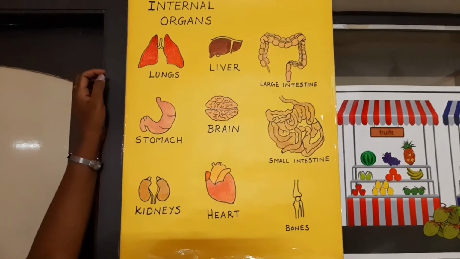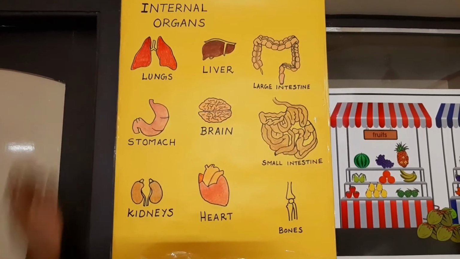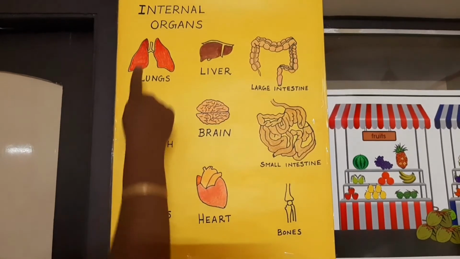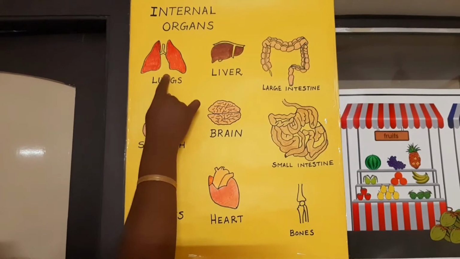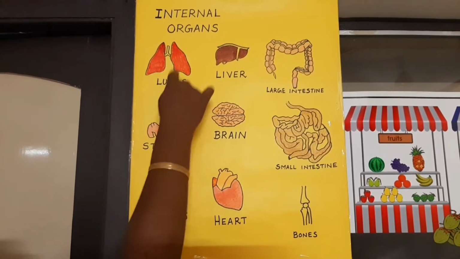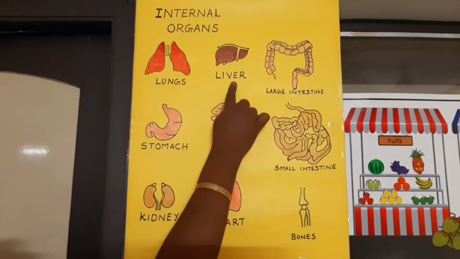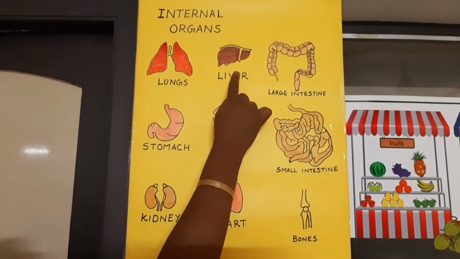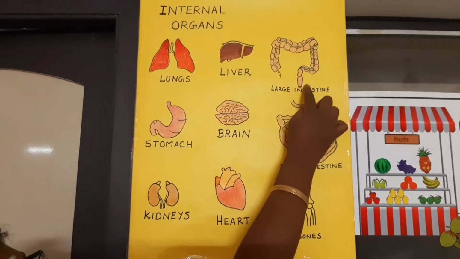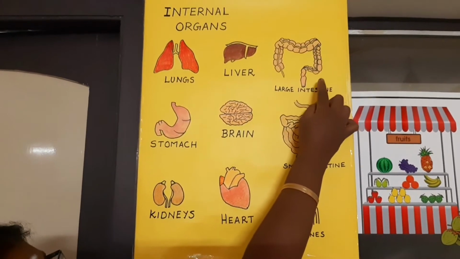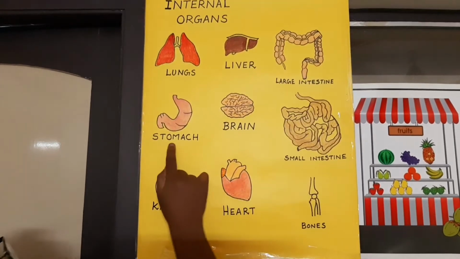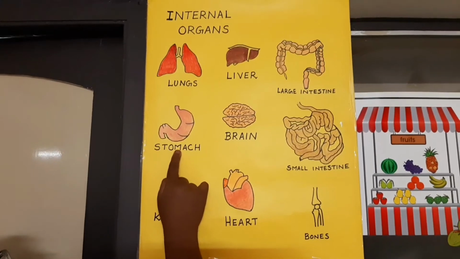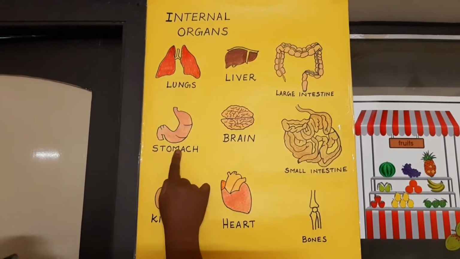Children, today we will learn about internal organs. What are all the internal organs, shall we see now? This one is lungs. This one is liver. This one is large intestine. This one is stomach.